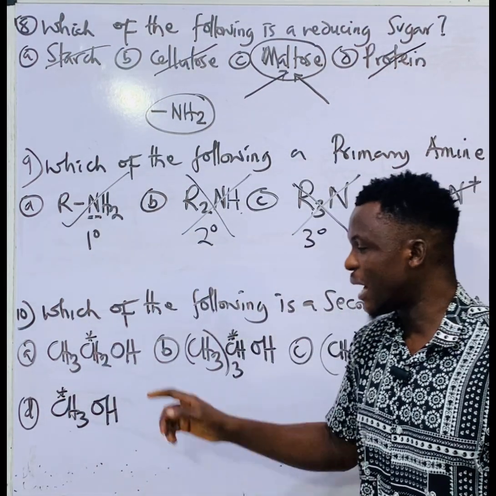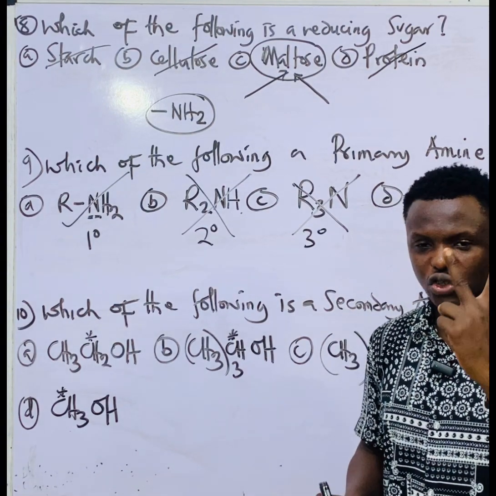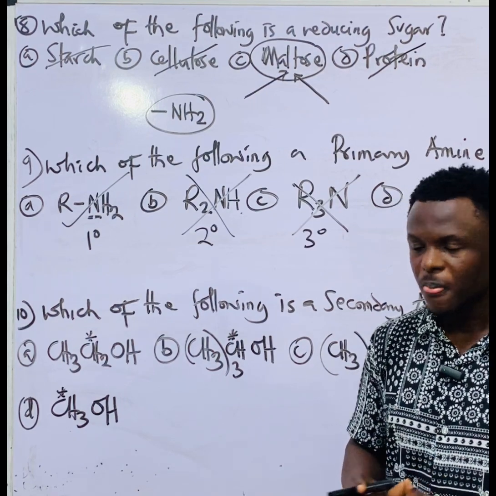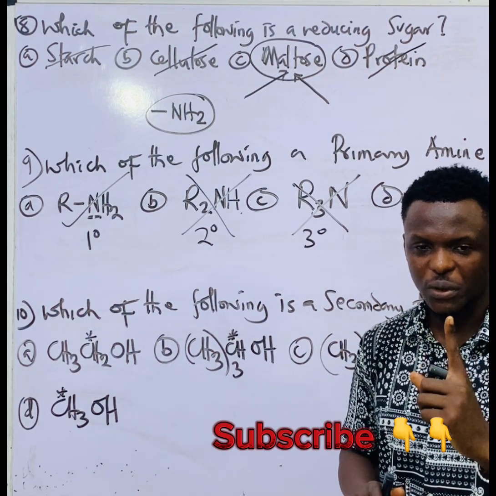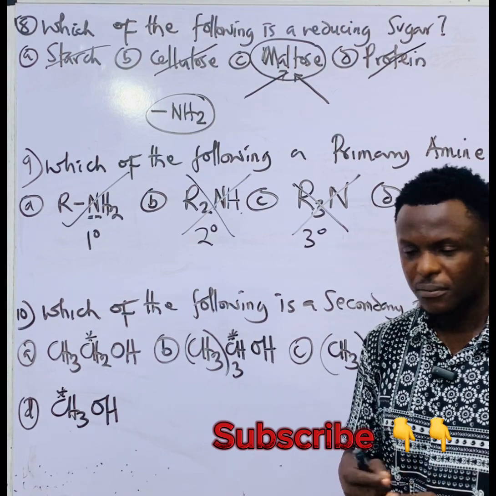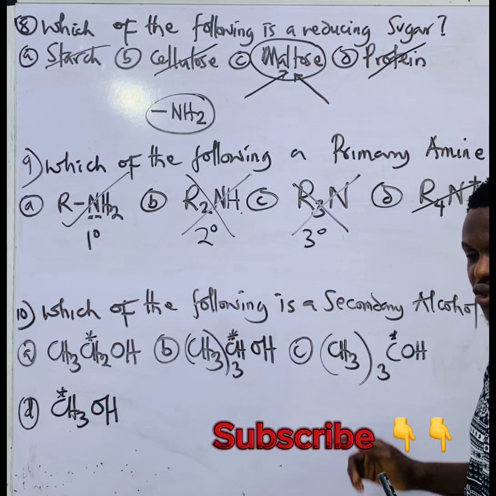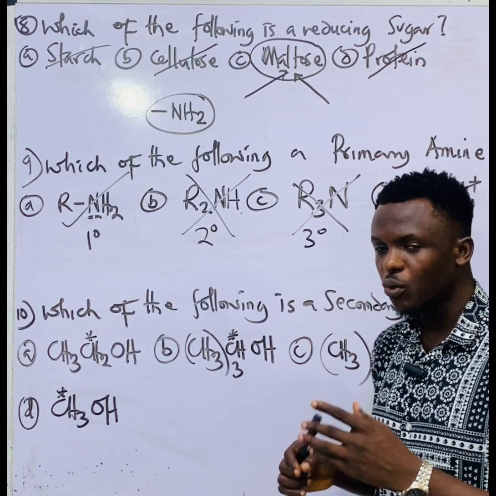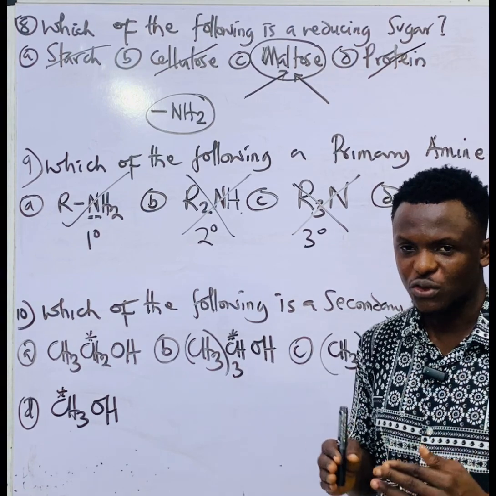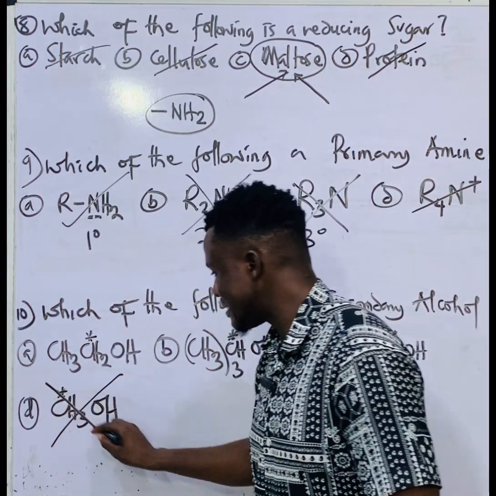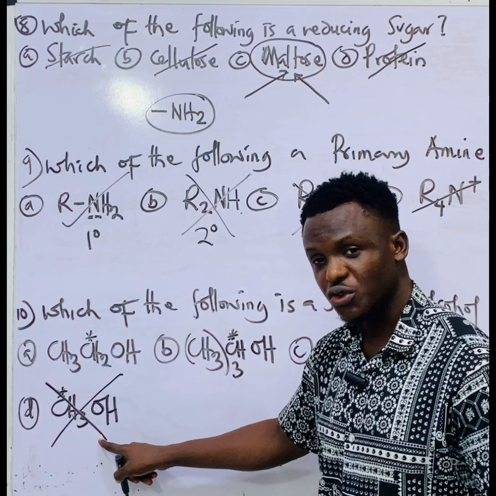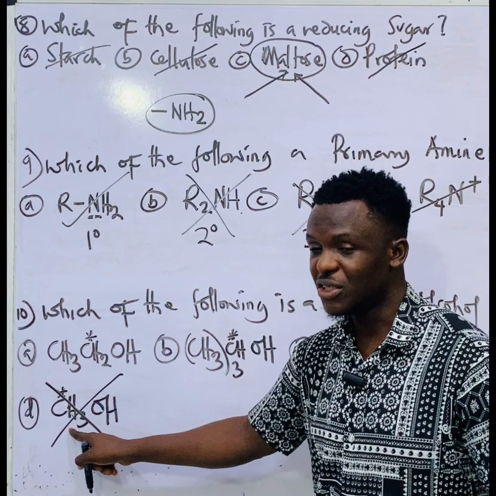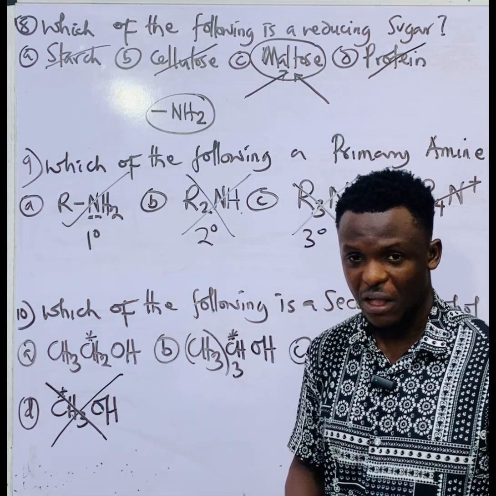Class, if the carbon bearing the OH has two hydrogens attached to it, it will be a primary alcohol. If it has one hydrogen attached to it, secondary alcohol. If it has no hydrogen attached to it, tertiary. Right? There is no room for the carbon having three hydrogens. So this is neither primary, secondary, nor tertiary, because the carbon bearing the OH is having three hydrogens. This doesn't fall anywhere under the classifications of alcohols.